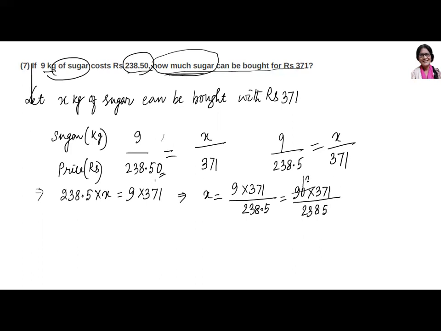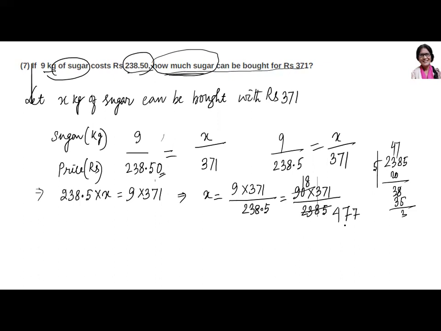Let me check again. 2385, I'm dividing with 5. 5 4s are 20, 3 8 5 7 times 35, 3 5 5 70. So we have 371 and 477. So we are getting a big division.